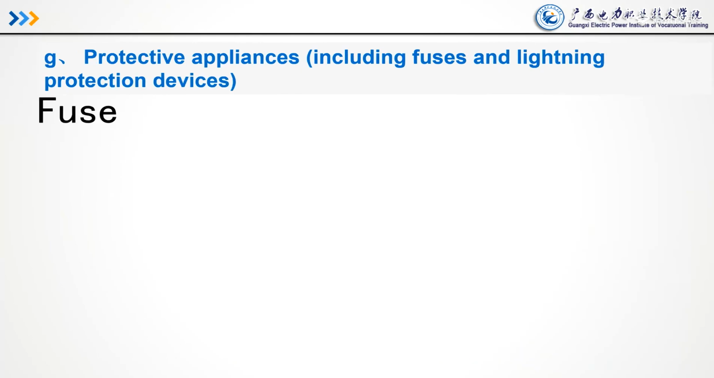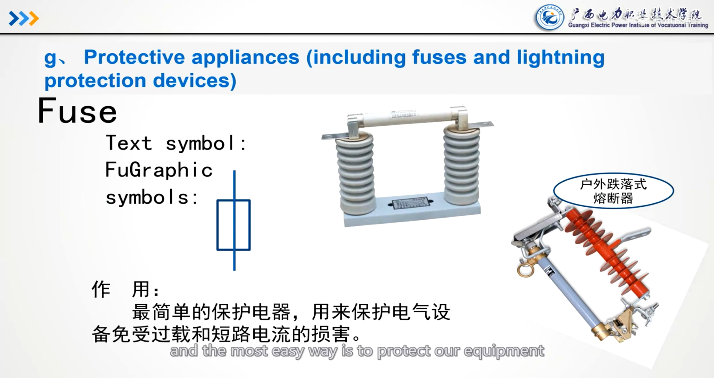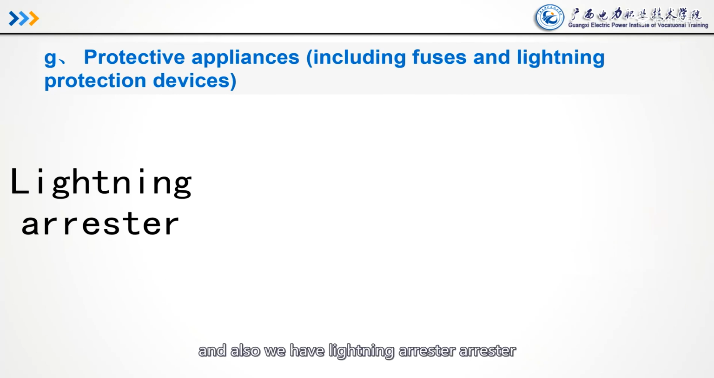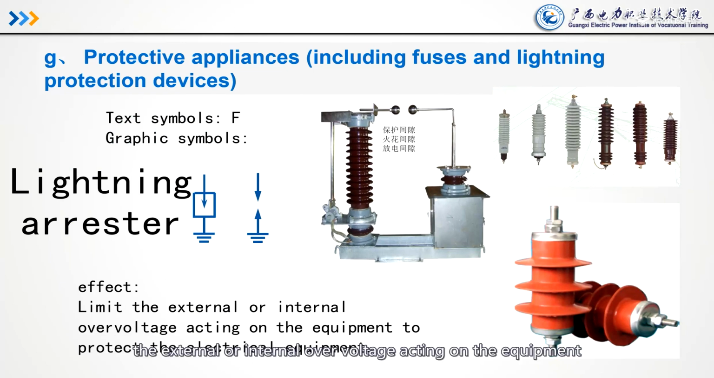And also we have the fuse. The fuse is used widely, and it is the easiest way to protect our equipment. And also we have the lightning arrestor, which is used to limit the external or internal overvoltage acting on the equipment to protect the electrical equipment.